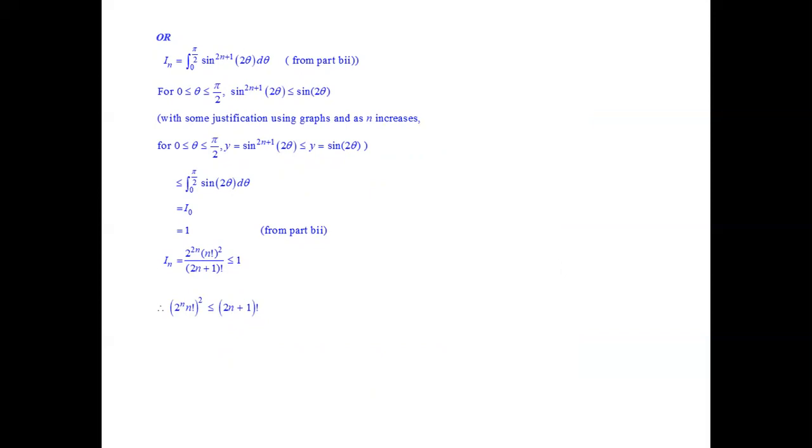For this one, very similar to the previous part, again they have to make sure that they explain why sine to the 2n plus 1 of theta is less than or equal to sine theta. They need to have some sort of justification. Using graphs is perhaps the best option there. And then they integrate sine theta. Some of them just say that sine theta they integrated before, which is I naught, that's 1, and that's fine.